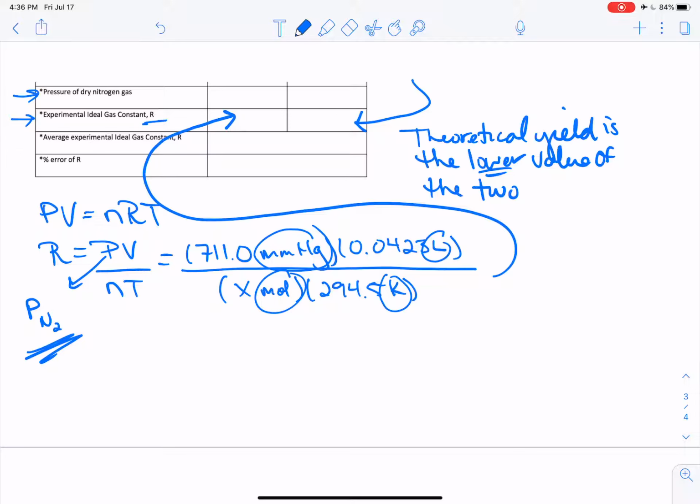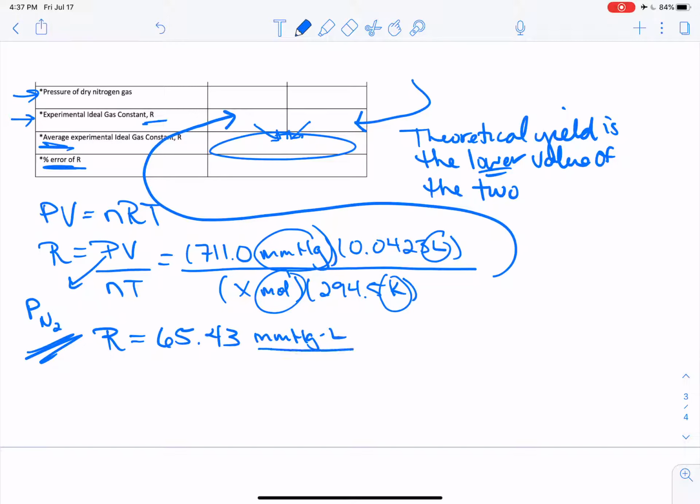Then you will take those 2 values and you will add them together and divide by 2 to get an average R value. Then you guys are going to get a percent error. So say that your R value was 65.43 millimeters of mercury times liters over mole times Kelvin.